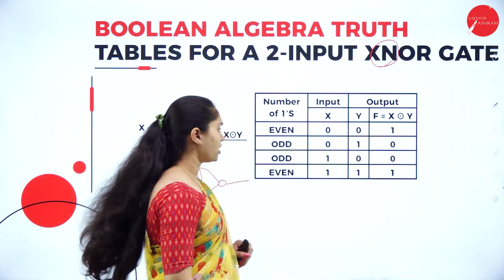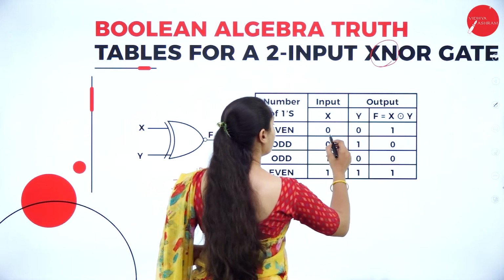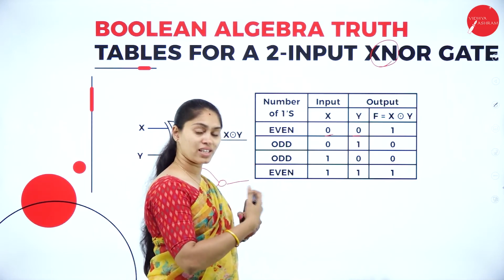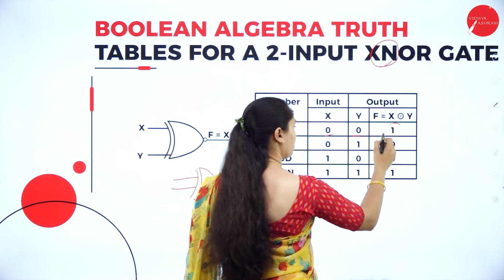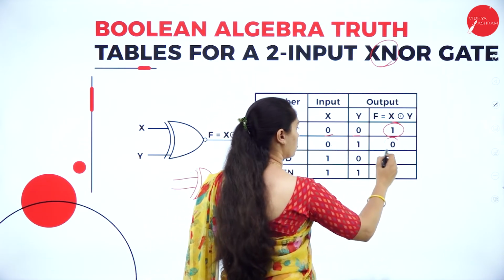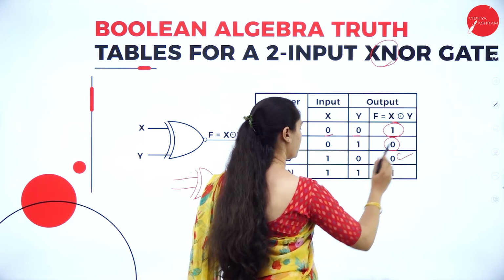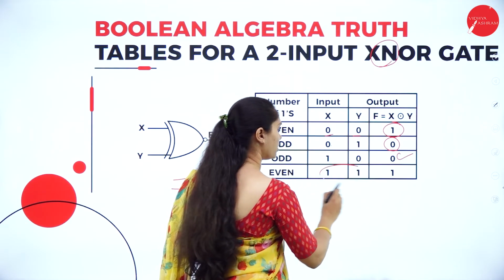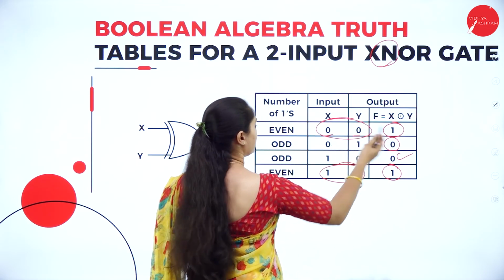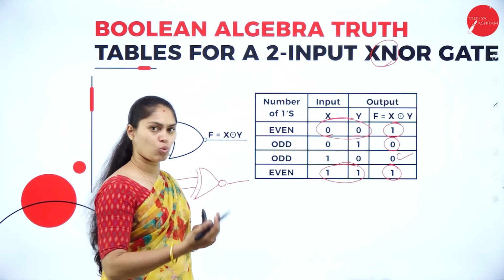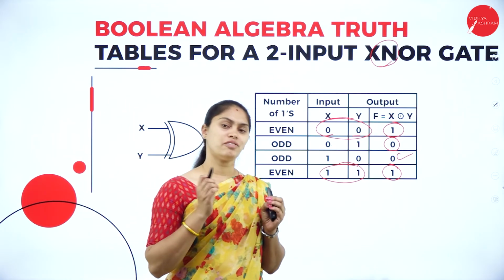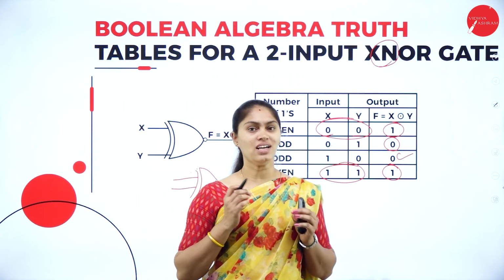Then how will the truth table be for it? If both of my inputs are the same, then the output will be 1. If the inputs are different, then the output will be 0. Here also it will be 0. Here 1 and 1, both the inputs are the same, that's why it will be 1. Here also both the inputs are the same, that's why the output will be 1. Okay, this is how we write the truth table for all the logic gates with their symbols.